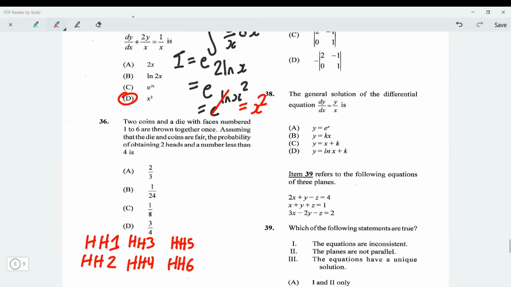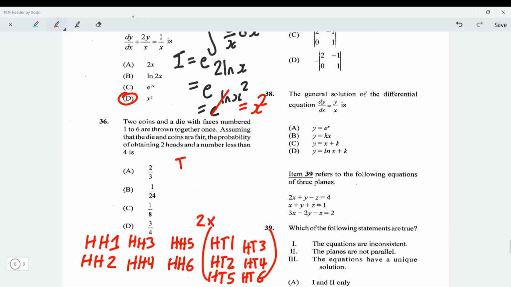Now, all of these, you can get if the second one was a tail: a head and a tail and a 1, a head and a tail and a 2, a head and a tail and a 3, a head and a tail and a 4, a head and a tail and a 5, a head and a tail and a 6. Likewise, it could have been a tail first. So all of them here, you multiply by 2. And then finally, you can get tail and 1, tail and 2, tail and 3, tail and 4, tail and 5, tail and 6. Those are 24 possibilities.